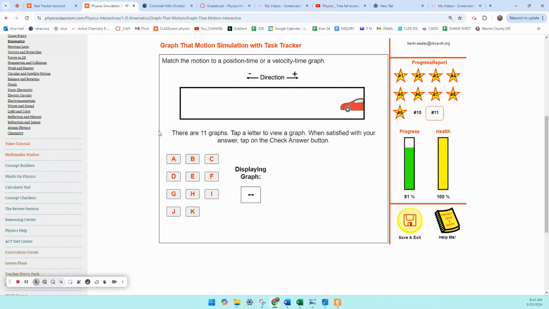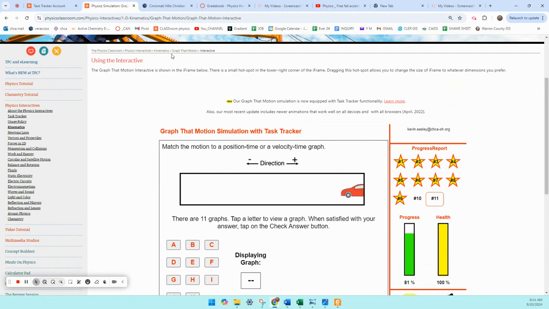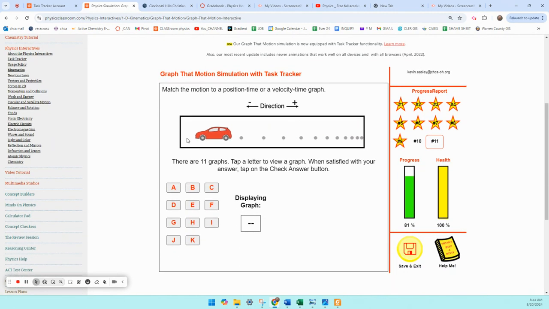Hello, so here we are looking at a physics interactive from the physicsclassroom.com. It's titled Graph That Motion. I've done a bunch of these. I'm going to show you the last couple here.